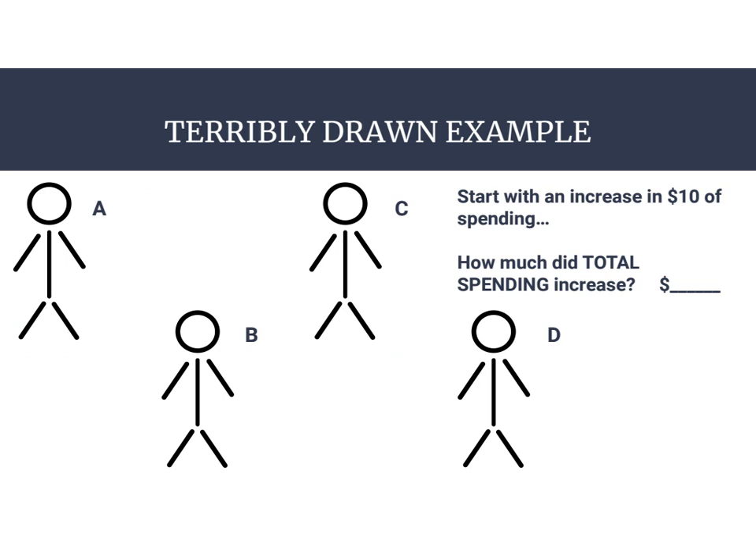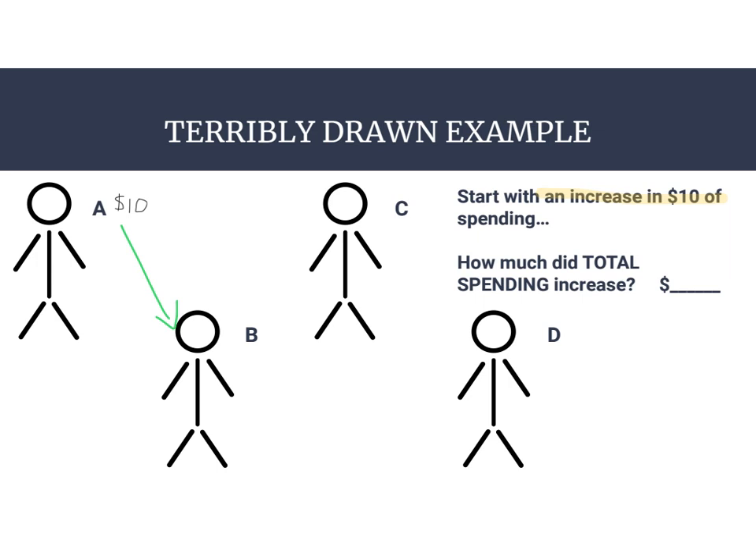Here we have 4 people that are going to show us how the multiplier effect works. We're going to start here with person A, and person A has $10 in their pocket that they're going to spend. They're going to spend this money on person B. So person A gives $10 to person B, and now that $10 of spending is the beginning of this cycle.